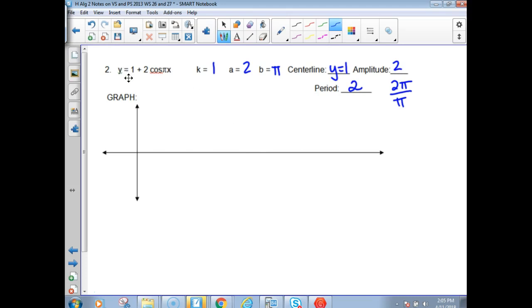Our center line is at 1. So if this is 0, our center line is 1 above that. And that is like an imaginary little line, so I'm dashing it in. The graph is shifting up that much. Above that, we have the A value or amplitude of 2. So from 1, we have to go up 2 more. So we'll be at 3 at our maximum spot.